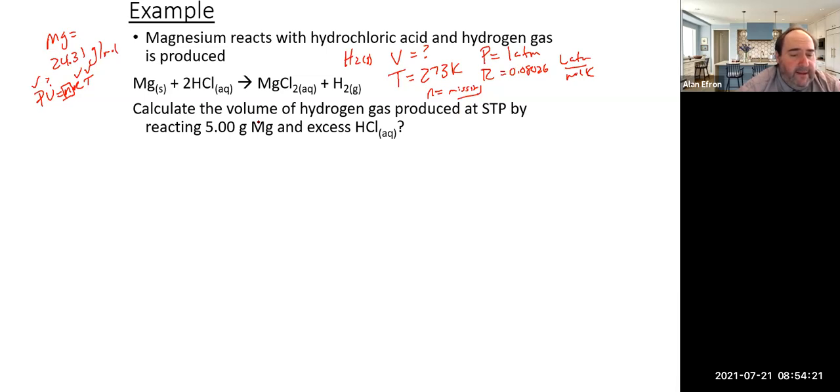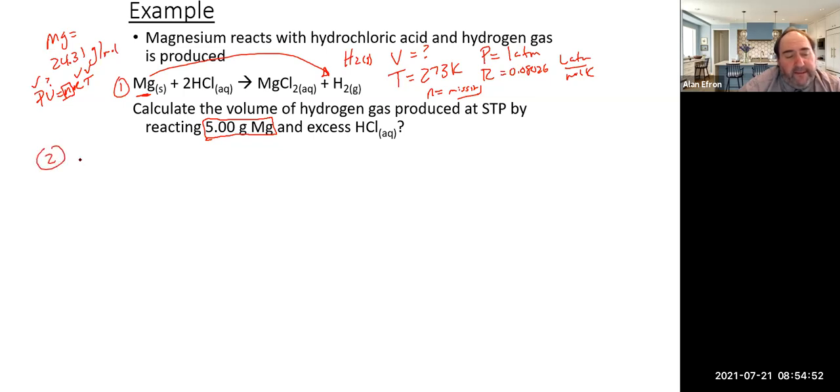And if we think about that, the only leftover piece of information that we have in this problem is the 5 grams of magnesium, which is obviously not a gas, so we can't do anything with it in terms of the gas law. But we can do something with it in terms of stoichiometry, by using stoichiometry to go from magnesium to the hydrogen. So that's where we really want to start. So we have our equation. It does look balanced. Yes, it does.